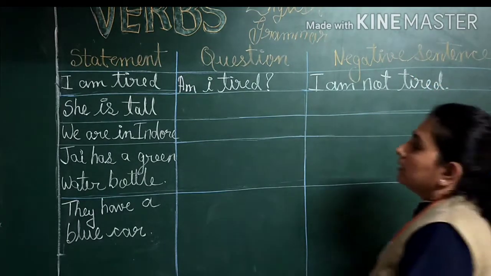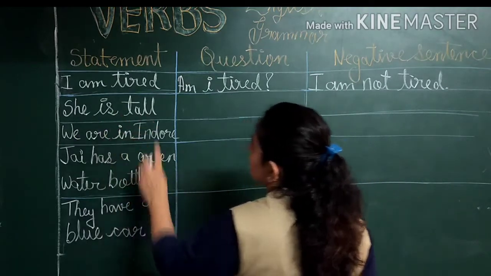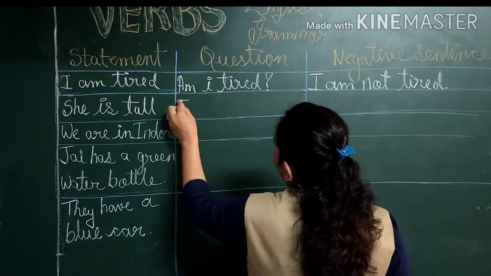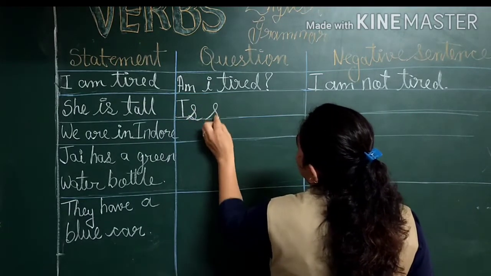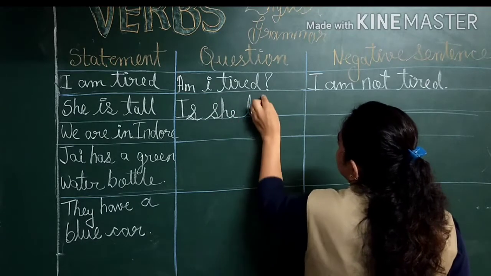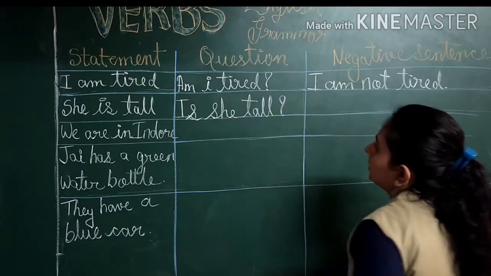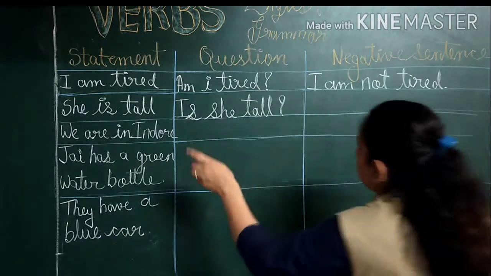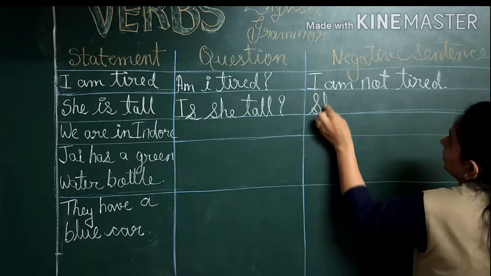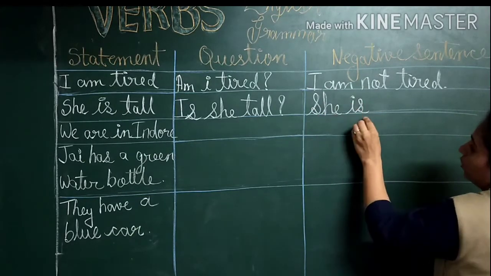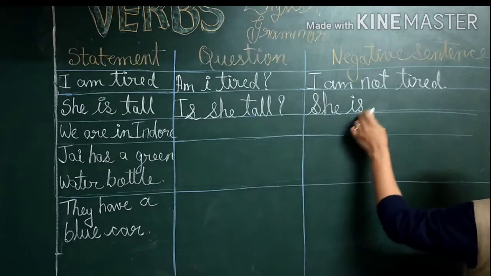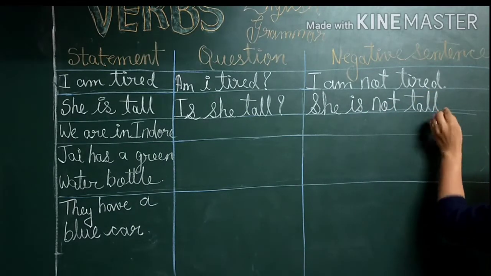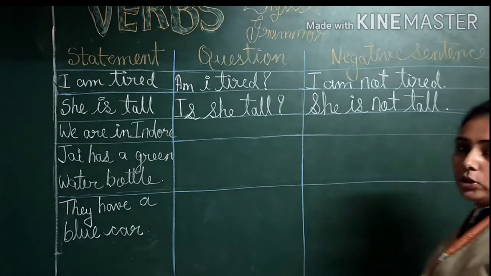Did everyone understand? Then the next sentence is She is tall. So as I said, verb we have to take first. So I write: Is she tall? Question mark. And second, as I have to write it in the negative, I will copy the same sentence. She is, and as I said, after the verb we have to write not. She is not tall. Full stop. Understand both sentences.